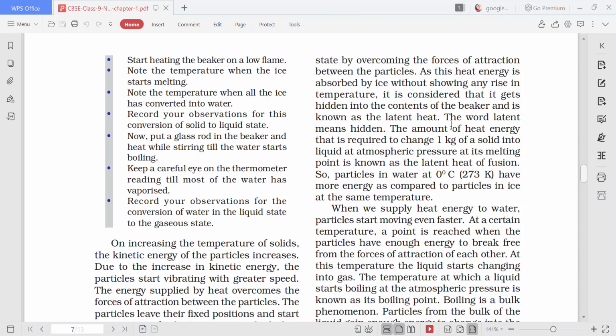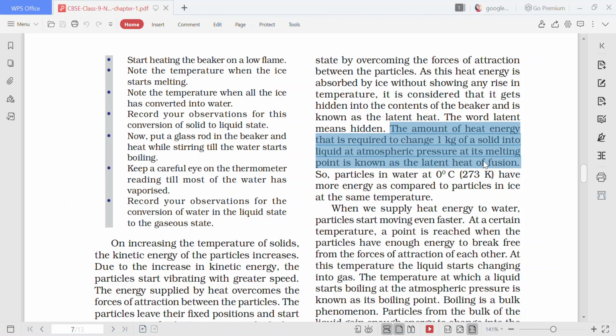So children, your next question is, define latent heat of fusion. So this is your answer. The amount of heat energy that is required to change 1 kg of solid into liquid at atmospheric pressure at its melting point is known as latent heat of fusion.